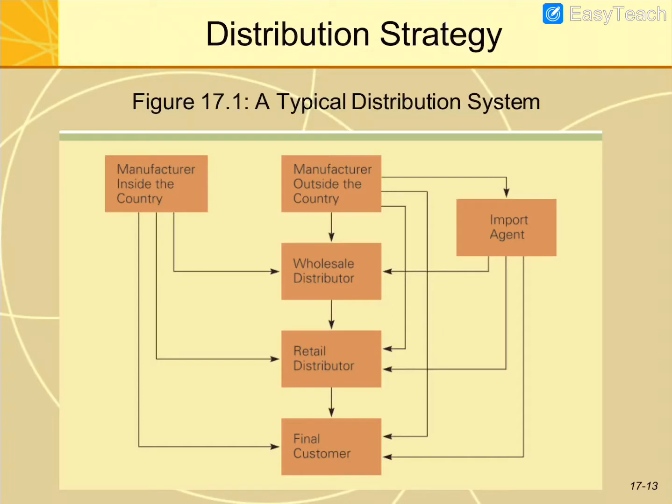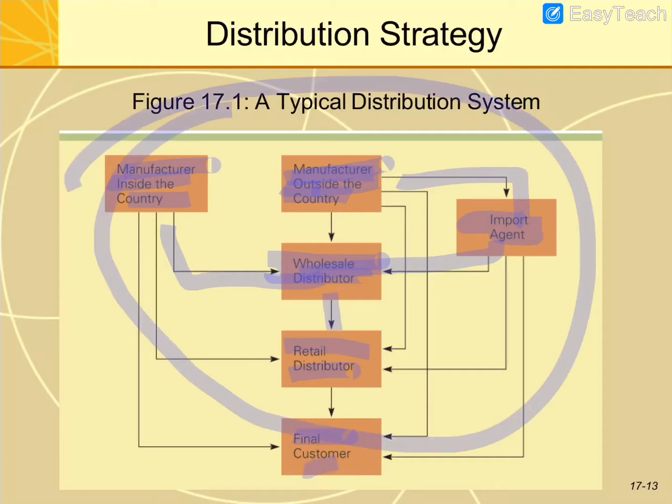This is the typical distribution system. We have a manufacturer inside the country, or a manufacturer outside the country. From the manufacturer outside the country, you can go to the import agent, then to the wholesale distributor, the retail distributor, and finally to the final consumer. So this is a typical distribution system.